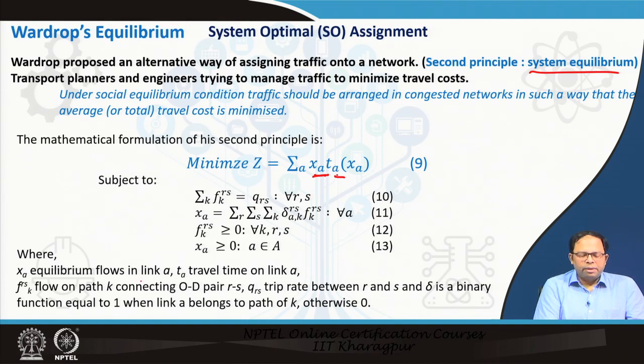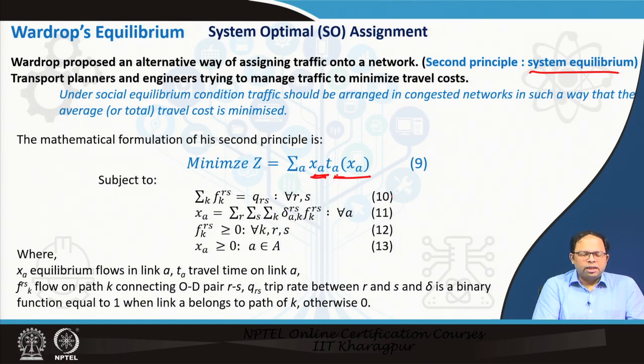So, x_a is the equilibrium flow on link a, t_a is the travel time on link a, and x_a is the equilibrium flow because it is a system equilibrium, and f_k^rs is the flow on path k connecting OD pair rs. This all remains the same. q_rs is the trip rate between rs, and delta is a binary function equal to 1 when the link belongs to path k and 0 otherwise. Everything else remains the same; the only thing is that instead of just t_a(x_a), we are minimizing x_a into t_a(x_a).